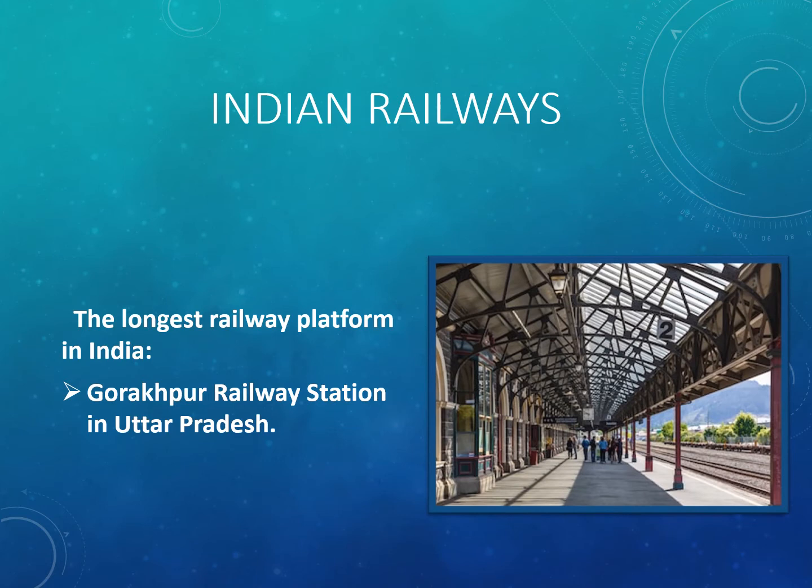This is the longest railway platform in India as well as in the world. The platform at Gorakhpur railway station in Uttar Pradesh is the world's longest station, measuring a whopping 1,366 meters. The record was previously held by the platform at Kharagpur station in West Bengal at 1,072 meters.